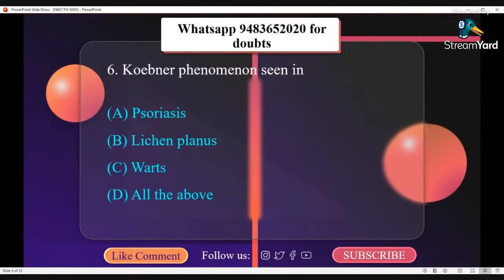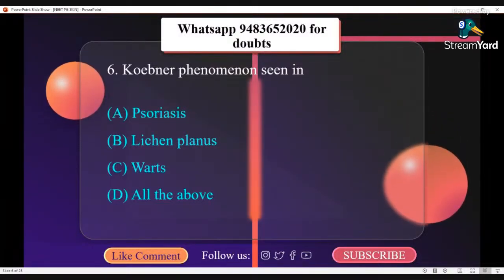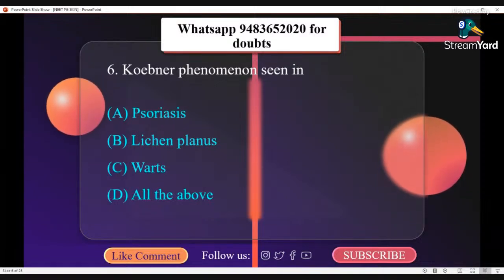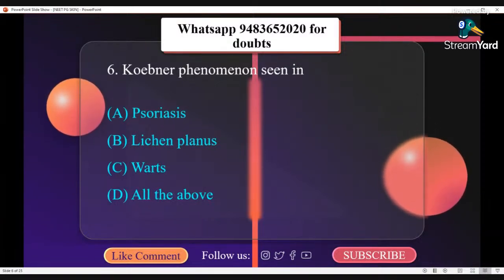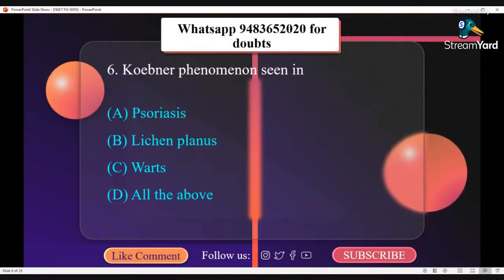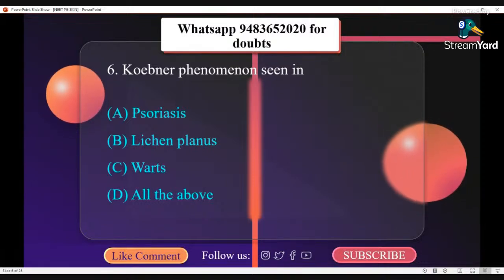Koebner phenomenon is seen in, well, Koebner phenomenon. What is Koebner phenomenon? A very exciting thing it is. A. Psoriasis, B. Lichen planus, C. Wart, and D. All of the above. Now let us look at what Koebner phenomenon is.